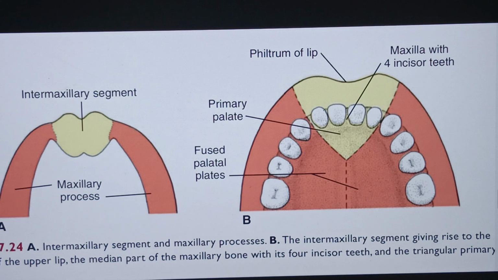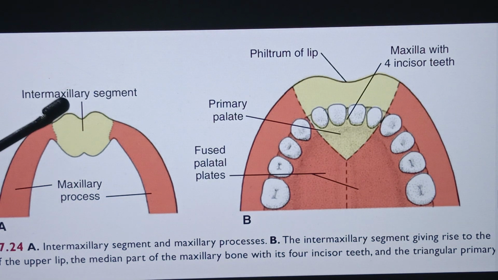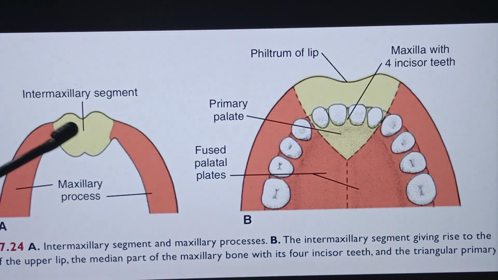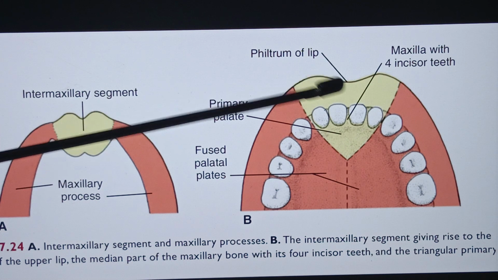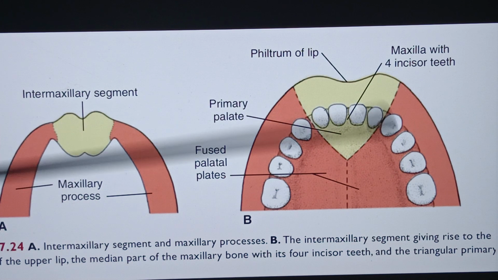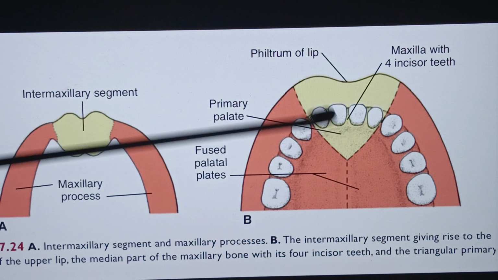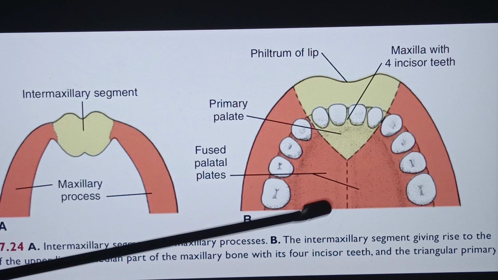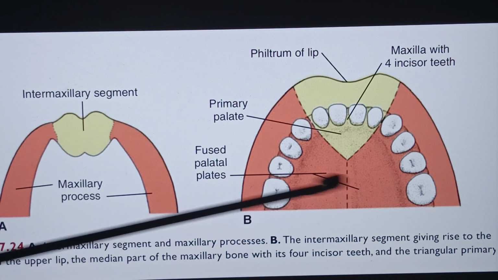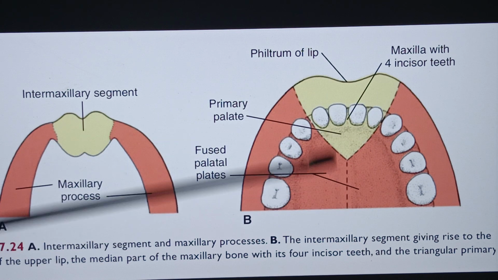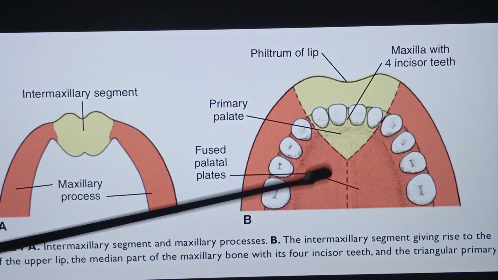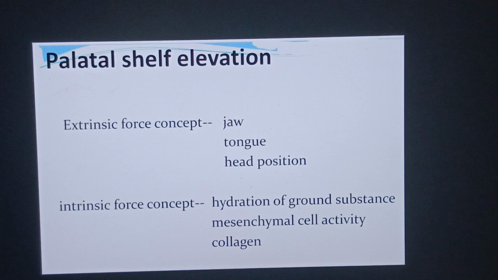Now this picture will show you the intermaxillary segment, how it formed the philtrum. Then it formed the upper jaw with the four incisive teeth and the primary palate as a triangular area. Finally, you see these fused palatine plates. They are making a Y-shaped suture in between the primary palate and the secondary palate to become a hard palate.